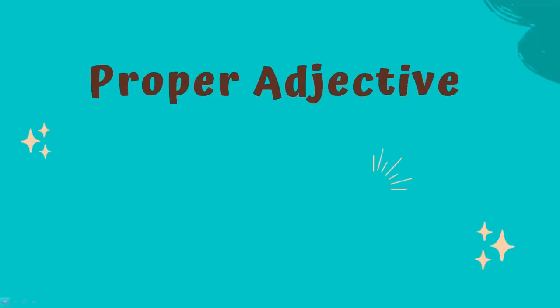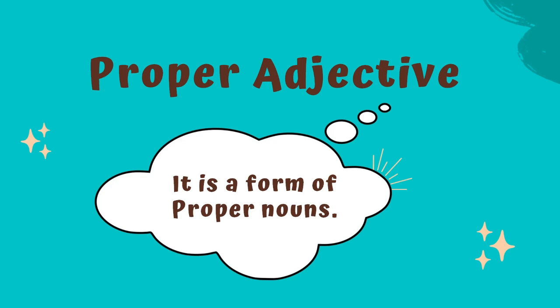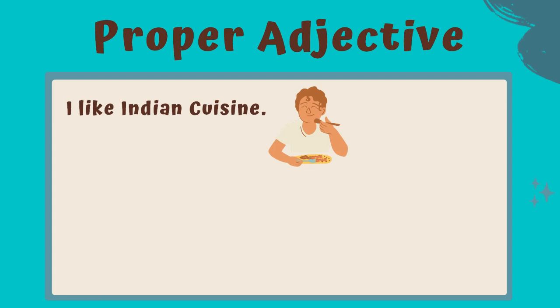Now let's move on to the third type. Our third type is what we call the proper adjectives. Proper adjectives are a form of proper nouns. And since they are a form of proper nouns, they also begin with a capital letter. Now let's have some examples. I like Indian cuisine. So what kind of cuisine do you like? The answer is Indian.